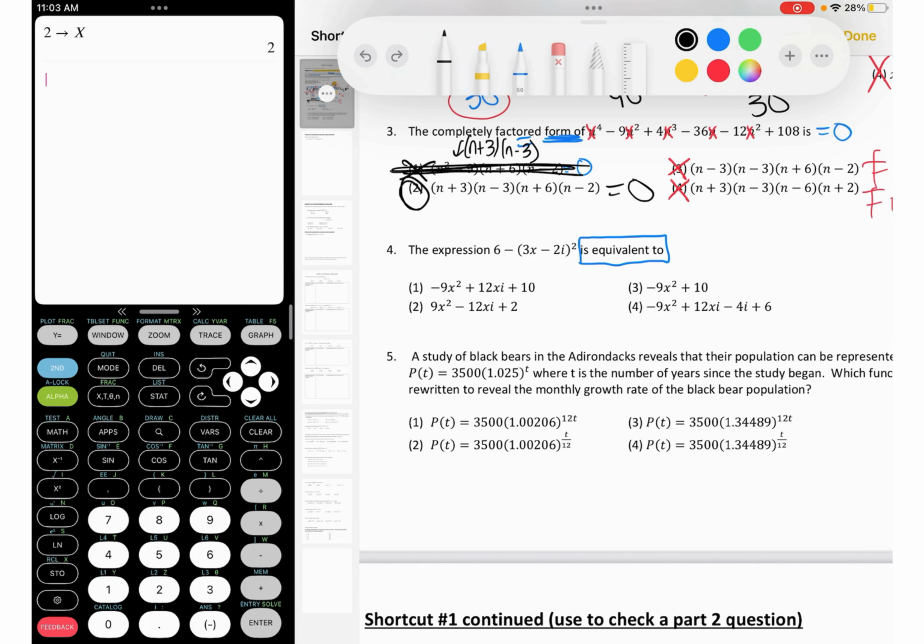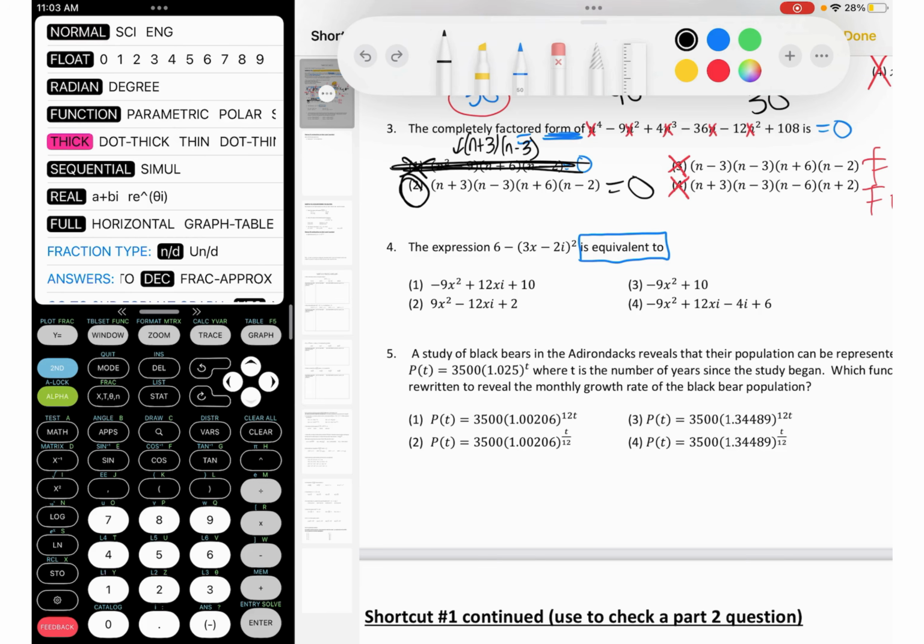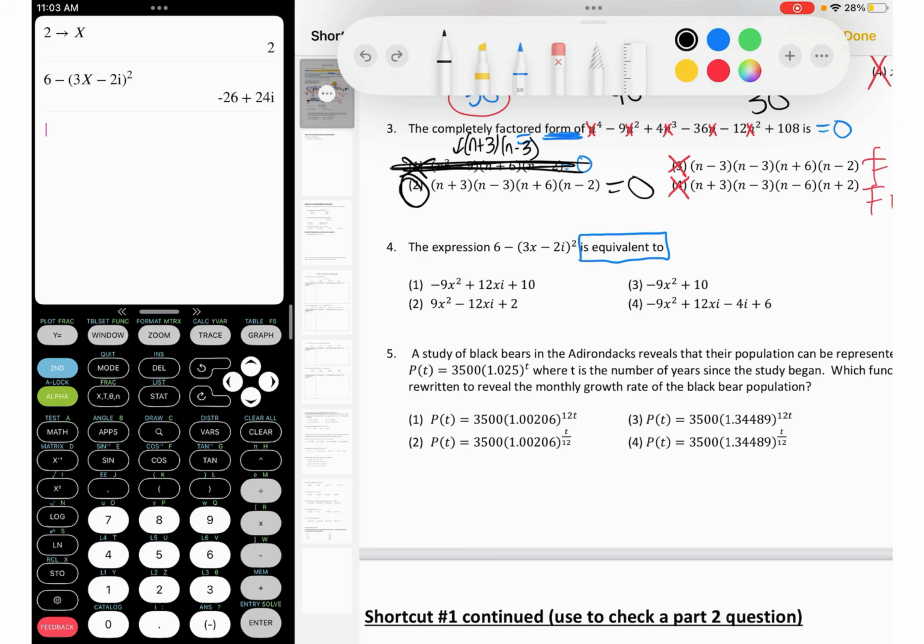Boom. Now I'm going to plug in my original. 6 minus, this is 3x minus 2i squared. Now you should be in a plus bi form under mode. If you're not, go to mode and change it to a plus bi form. For some calculators it matters, for some it doesn't. Just when in doubt, make sure you check that. This is what I get. So my original is equal to negative 26 plus 24i. And I'm trying to find the one that is equivalent. So now I'm going to go through my multiple choice answers, type them in, find the one that's equivalent.